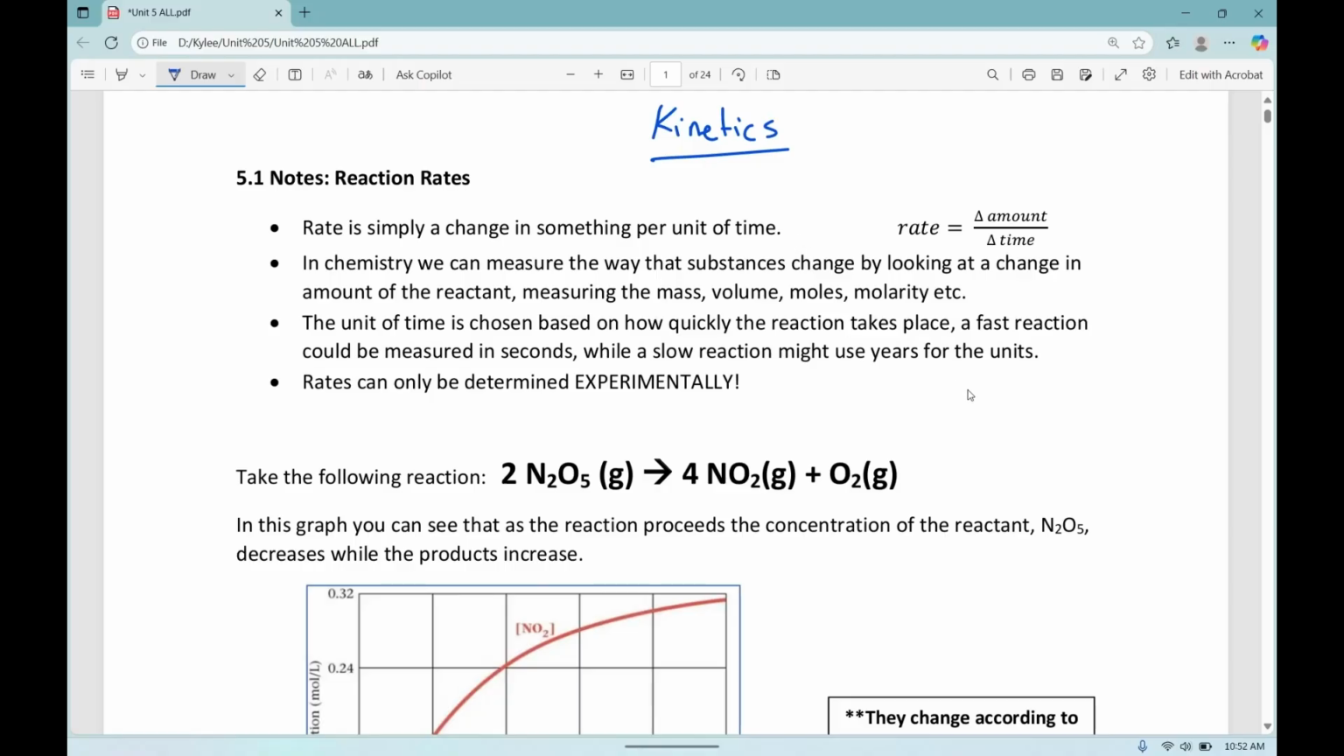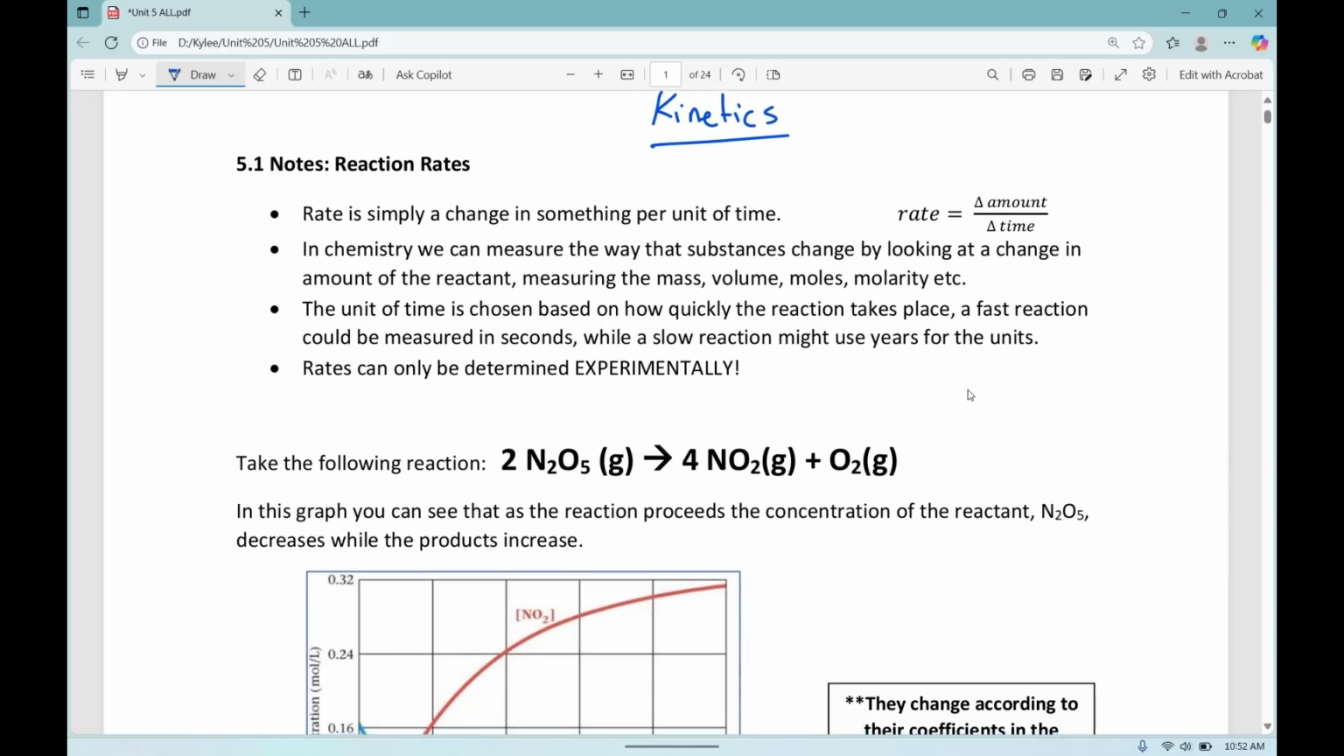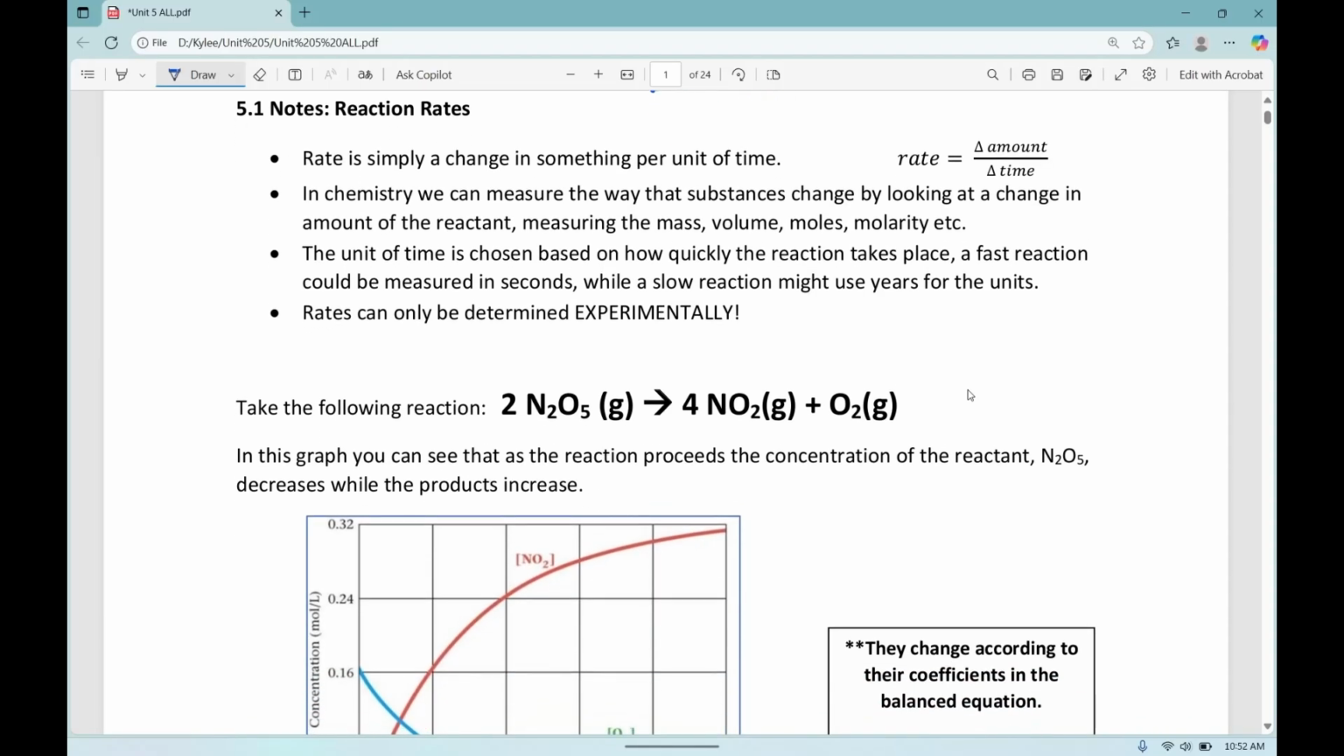In chemistry, though, we measure the rates of reactions. When we talk about a change in a substance, we're talking about measuring the mass, the volume, the moles, the molarity, any of those changes over a unit of time. The unit of time that we choose depends on the reaction. It can be anywhere from seconds to minutes to years even. Some half-life reactions take millions of years.